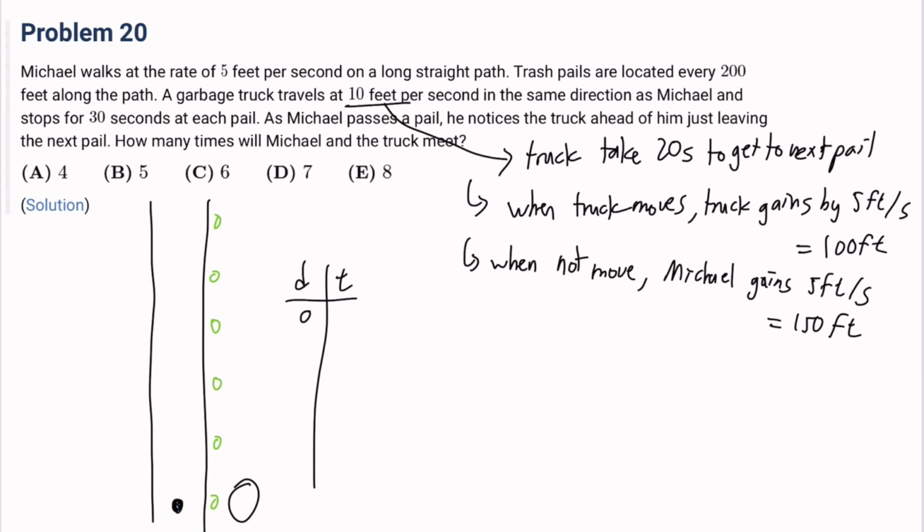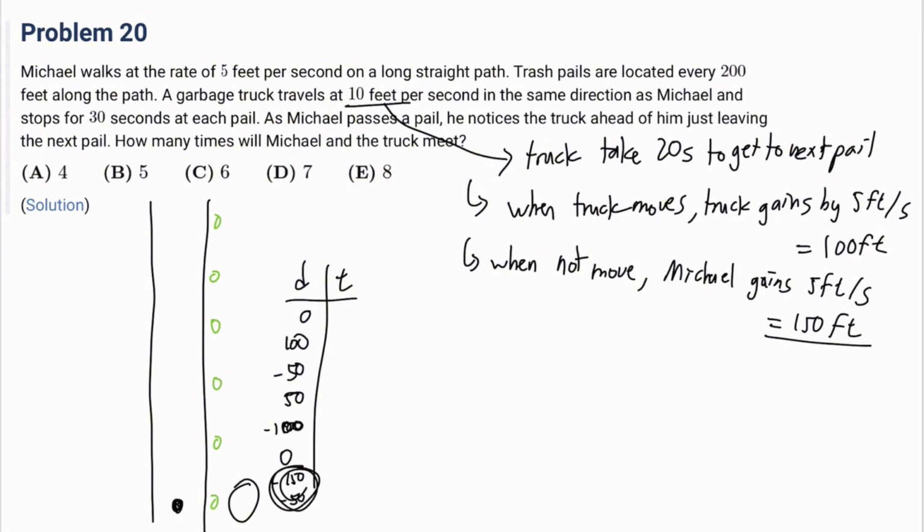This time, 20 seconds are passing, so the truck is moving. The truck gains by 100 feet, so this becomes 100. But then next, Michael gains 150 feet, so it's negative 50, right? And then 100 more feet are added, so that becomes 50. And then 150 feet are subtracted, so that's minus 100. And then 100 feet are added, so that's 0. And then it's minus 150. And then the next plus 100, that becomes minus 50, right?